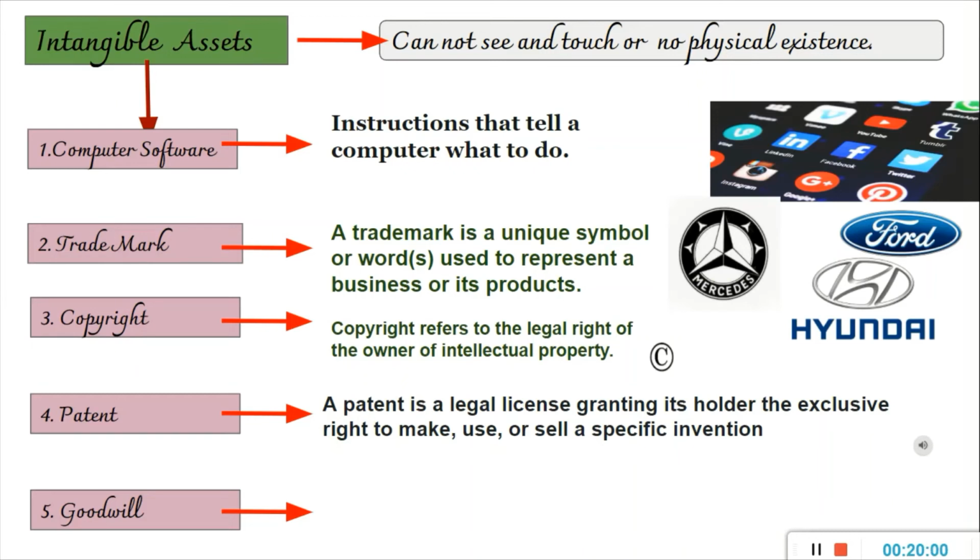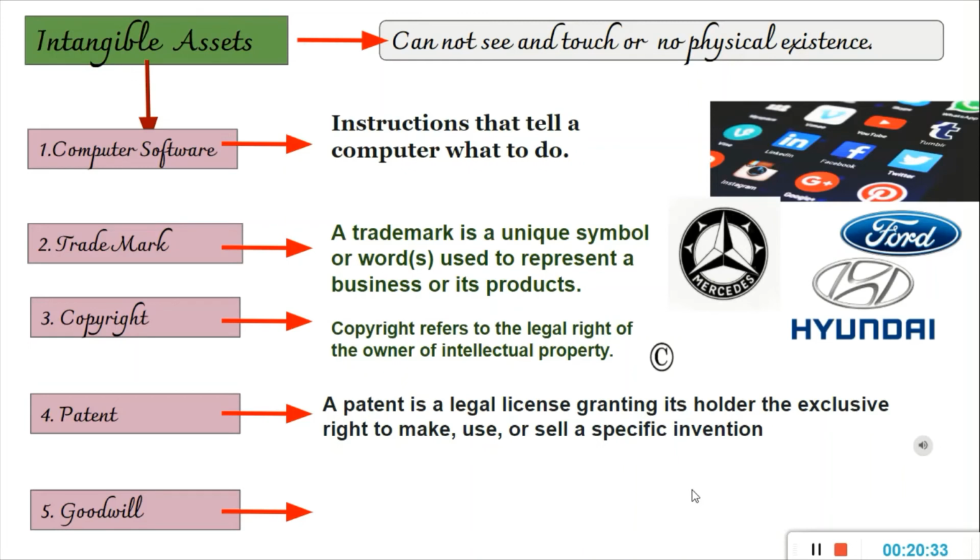So goodwill includes the value of a company's brand name, solid customer base, good customer relations, good employee relations, etc. Goodwill is an intangible asset that is associated with the purchase of one company by another, right? Goodwill can be sold or purchased with the entire business. It is valuable only when the entire business is sold or purchased.